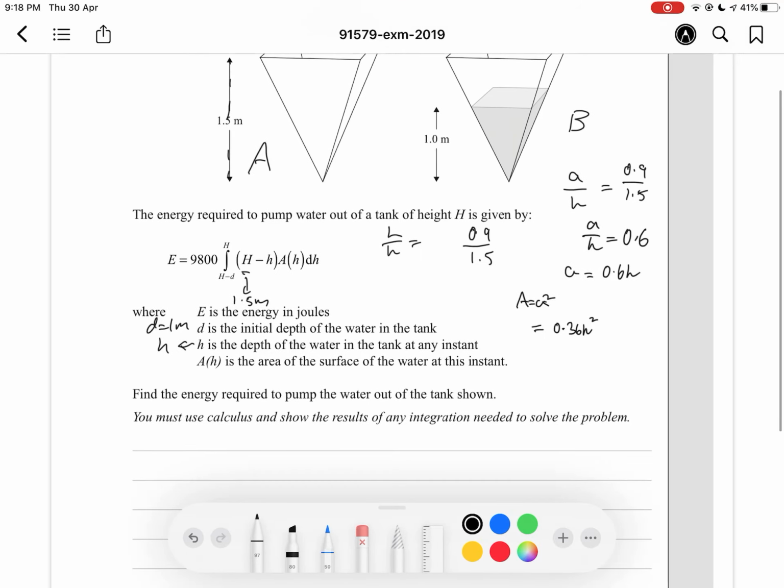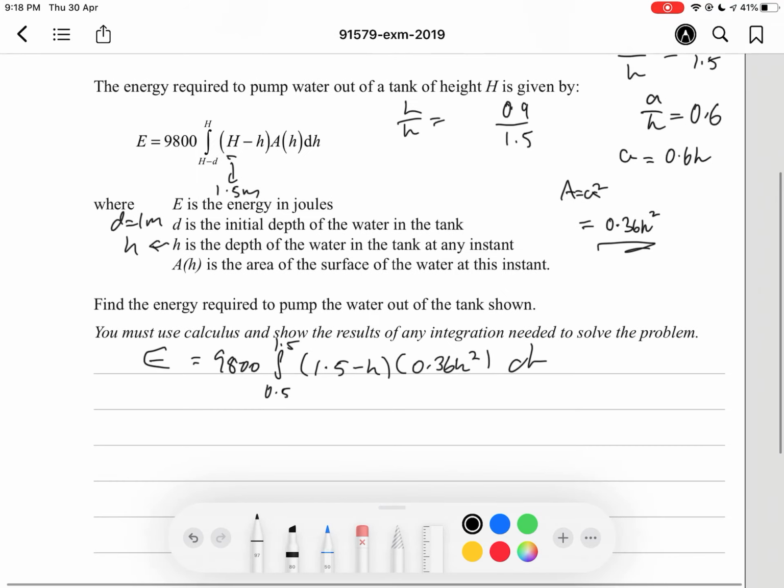Alright, so now I believe we can start plugging in our numbers. So E equals 9,800, and our big H is 1.5. H minus D, so 1.5 minus 1, that's 0.5. Oh, sorry. That is 0.5. Bracket 1.5 minus H, we do not know, and times A of H, which we have established is 0.36 H squared with respect to dH. Okay.